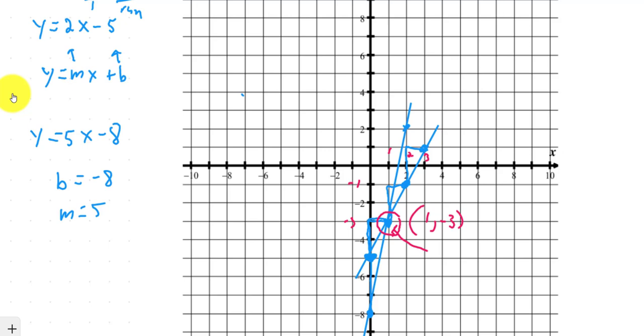And you could check your work. I could take this 1, -3, my x is 1 and my y is -3, and put that in here and here to see, does it work? Just like we did earlier. I could put in my y here and my x here to see if it works. So you want to get into a habit of checking your work.